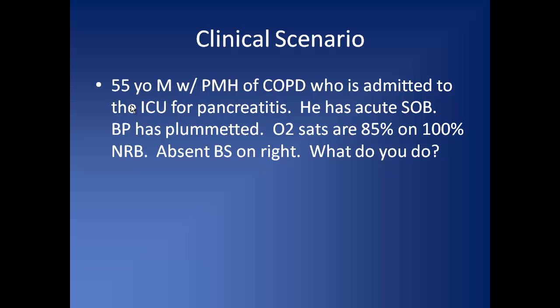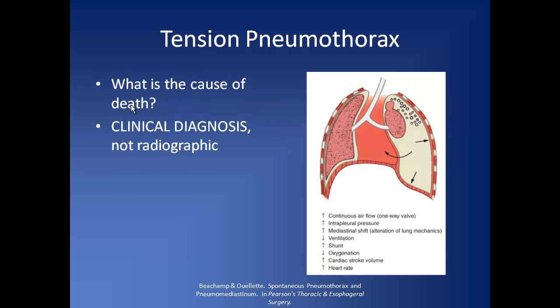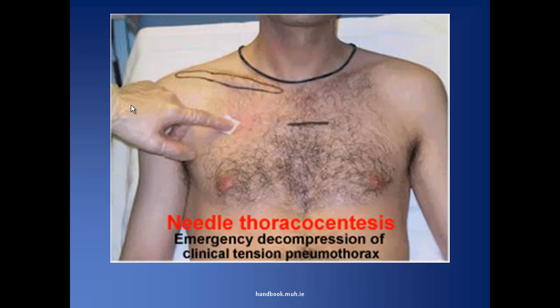Right, okay. So this is a tension pneumothorax. So the cause of death in these patients is actually decreased cardiac return because it's kinking off the vena cava. So this is a clinical diagnosis, not a radiographic diagnosis. So you have continuous airflow, increased intrapleural pressure, you have mediastinal shift, decreased ventilation, increased shunt, decreased oxygenation, increased cardiac stroke volume, increased heart rate, but these patients are going to die if you don't do anything.